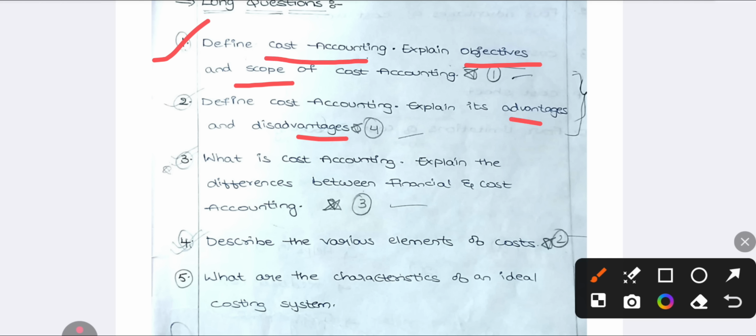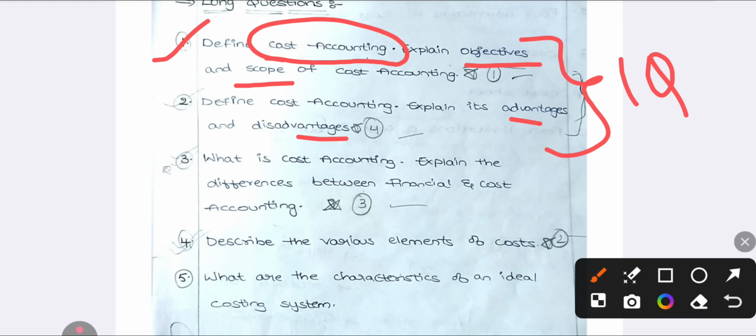So cost accounting definition is compulsory. One question related to the cost accounting is a compulsory question. Okay, either they may ask objectives, scope, nature, importance, advantages and disadvantages, anything you can combine, you can write that answer. The second most important answer is differences between financial accounting and cost accounting.